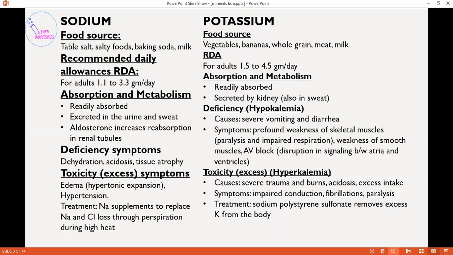Hypokalemia is caused by severe vomiting and diarrhea. Symptoms: profound weakness of skeletal muscles, paralysis and impaired respiration, weakness of smooth muscles, atrioventricular blockage, disruption in signal between atria and ventricle. Toxicity means excess, hyperkalemia, which causes severe trauma, burns, acidosis, and excess intake. Symptoms: impaired conduction, fibrillation, paralysis. Treatment is sodium polystyrene sulfonate, a supplement that removes excess potassium from the body.